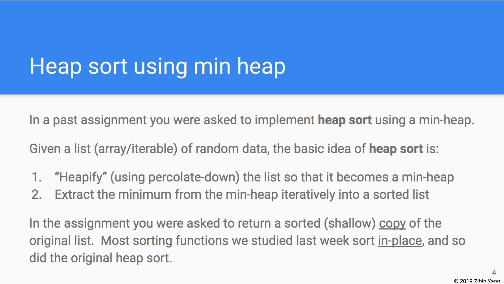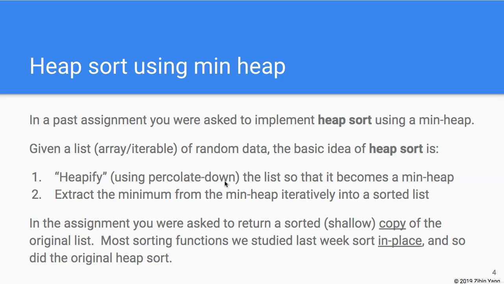Right? So the basic idea of a heap sort, you should be very familiar with it, is that given a list of random data, the first thing we do is to just heapify the input, right, using kind of a systematic percolate down so that it becomes a min heap. And then the second thing is we just extract the minimum from the min heap iteratively, so that when we do that, they basically come out sorted.